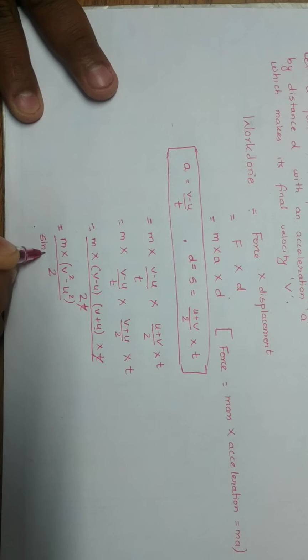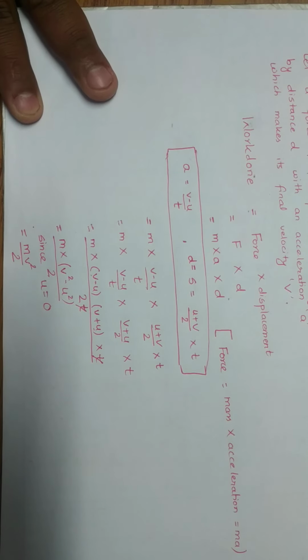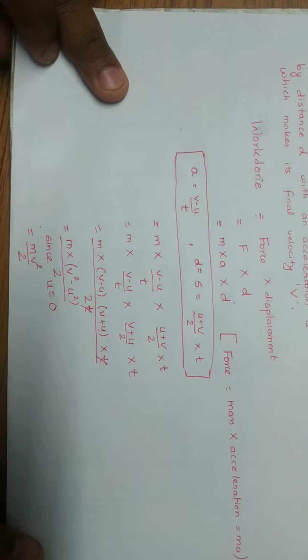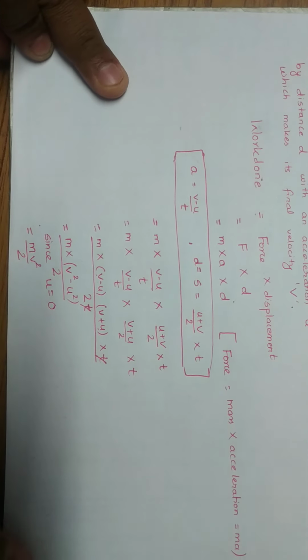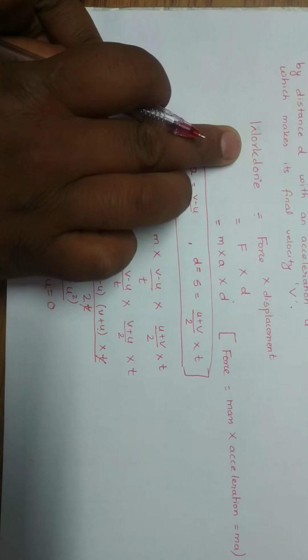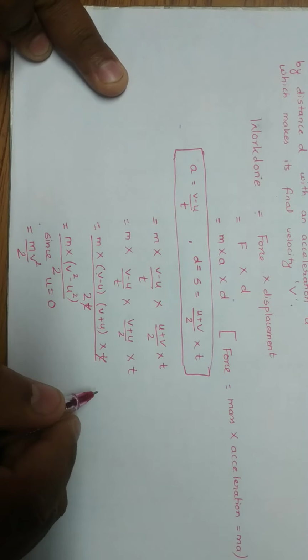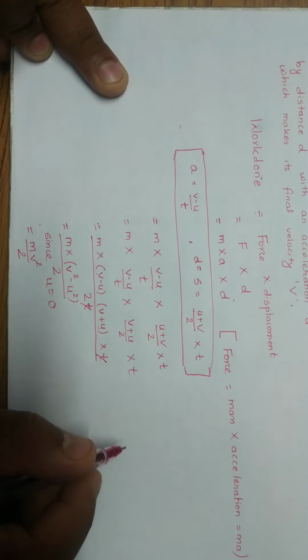Since u is equal to 0, the equation becomes m v square by 2. This is the final equation we get. But what we have done here, we had work done here. We were trying to find out the value of KE. So a little bit of language is required here.